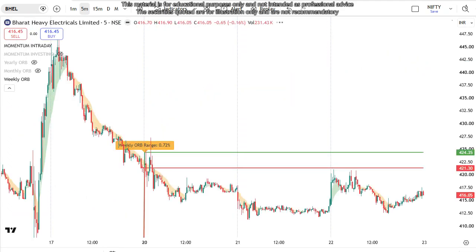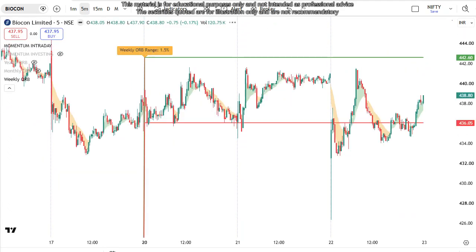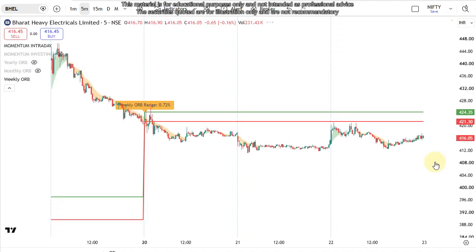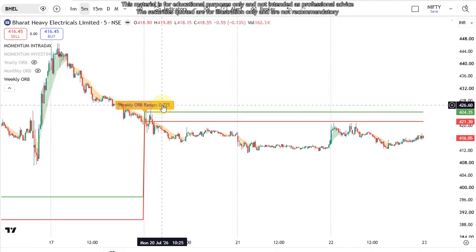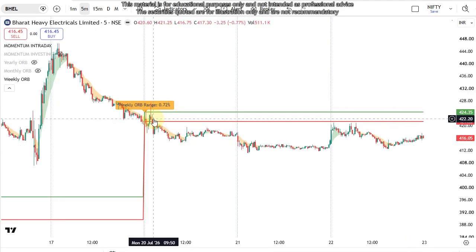We need less than 0.75. Here it is 0.75, less than 0.75, but this is a sell trade. We will not trade this.